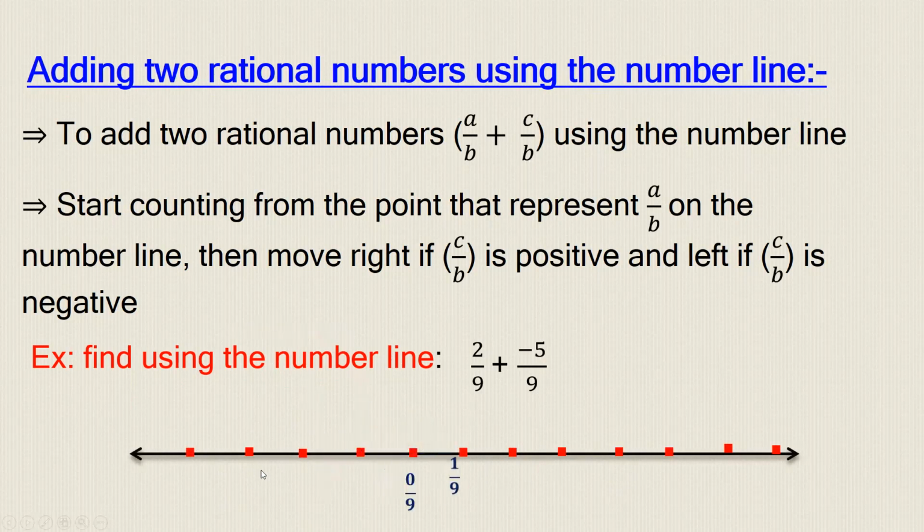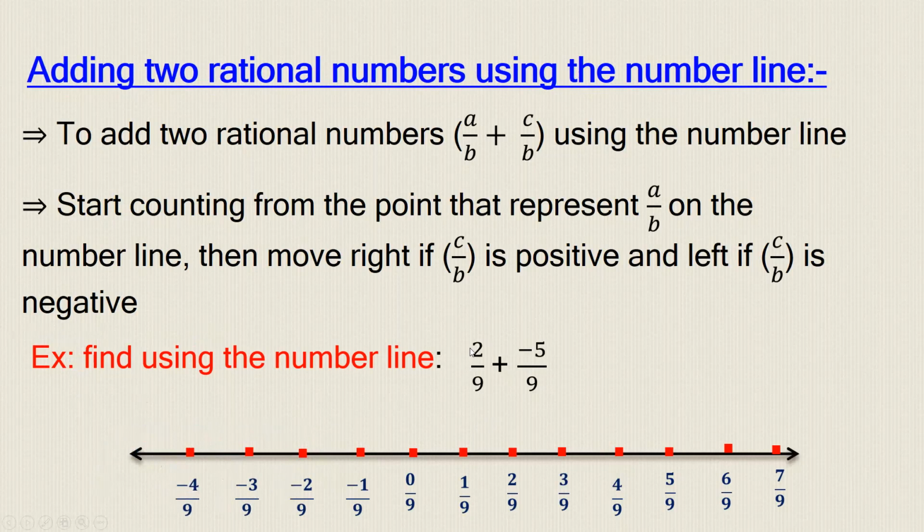0 over 9, 1 over 9, 2 over 9, 3 over 9, 4 over 9, 5 over 9, 6 over 9, 7 over 9 in the positive direction. I will start from 0 and write the positive direction: 1 over 9, 2 over 9, 3 over 9, 4 over 9, 5 over 9, 6 over 9, 7 over 9. Now we take the negative direction: negative 1 over 9, negative 2 over 9, negative 3 over 9, negative 4 over 9.